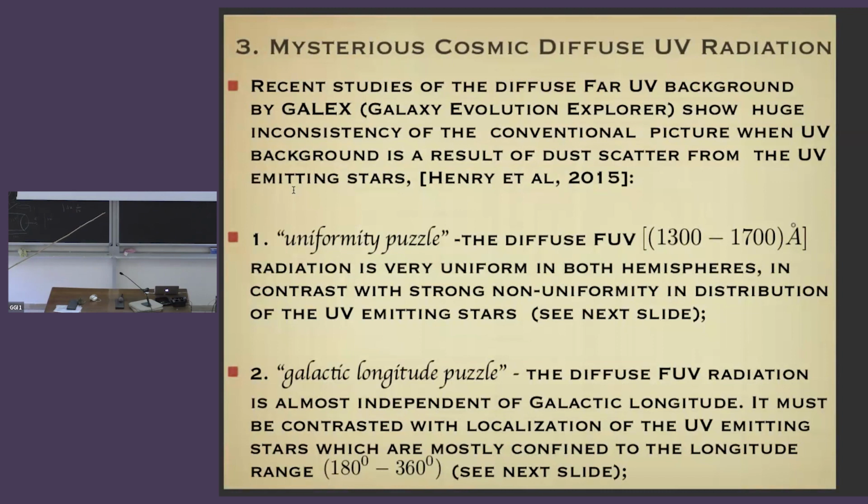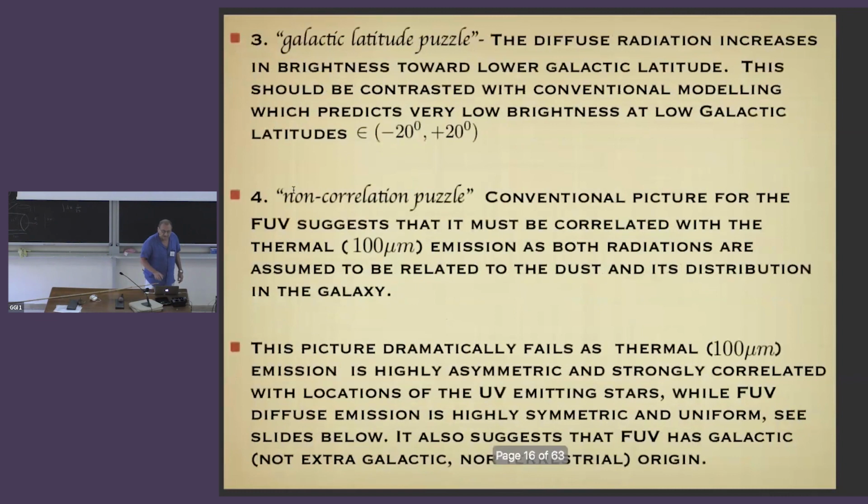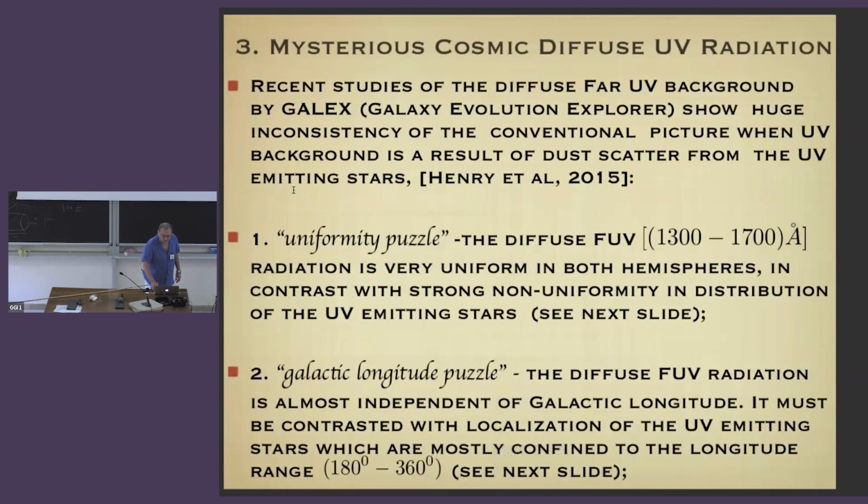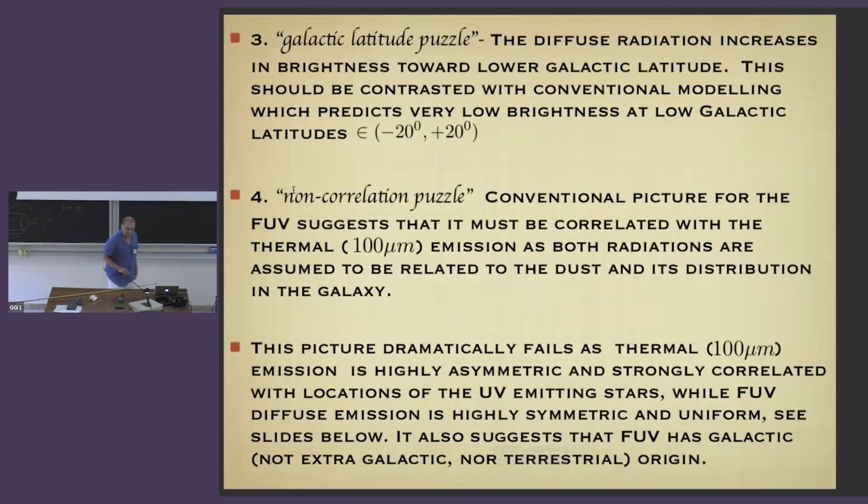they analyze diffuse far UV radiation, and the unusual feature of this UV radiation is that it is very, very uniform in the northern part and the southern part of the galactic hemisphere. And another very unusual feature is that it is actually, in longitude, again very uniform. Why is it so unusual? So in just one slide, let me list all the unusual properties.